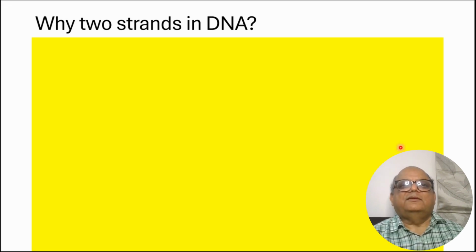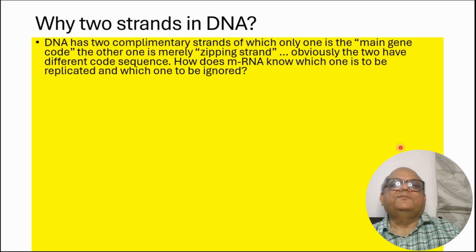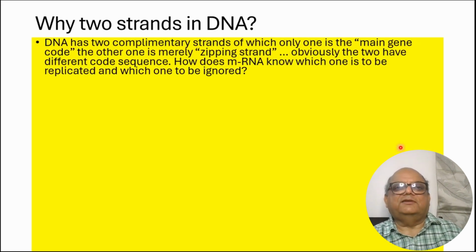So DNA will have two complementary strands, of which one is the main gene. All the functions of the gene are attributed to that half strand. The other one is merely the keeper or zipping strand. Obviously, the two have different code sequences.